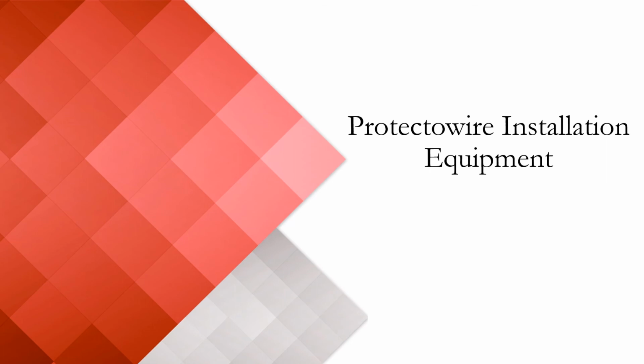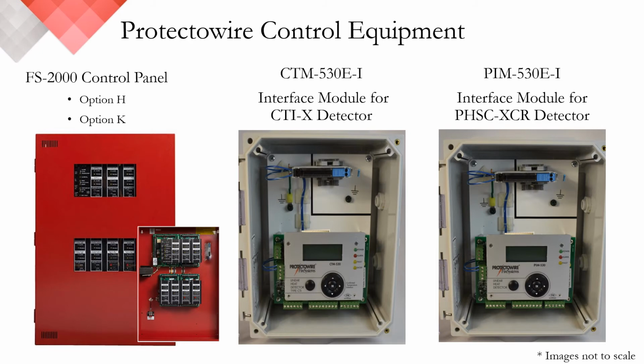The next few slides will just be a recap on the control equipment and install fasteners that we had discussed previously. The control equipment is available with intrinsically safe barriers for classified hazards. Again, the FS2000 control panel with the option either H or K, the CTM530EI interface module for the CTI series linear heat detector, or the PIM530EI interface module for the PHSC linear heat detector.